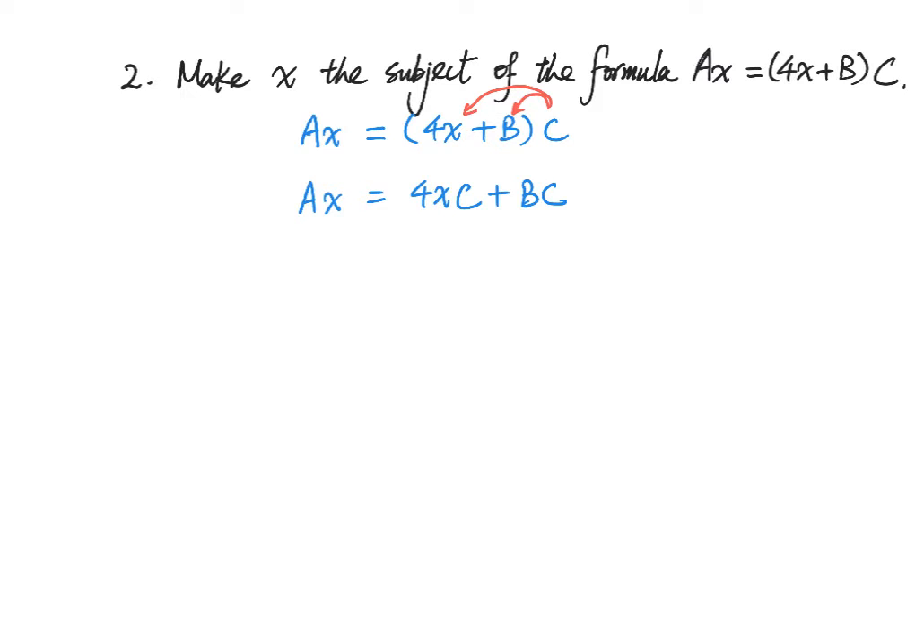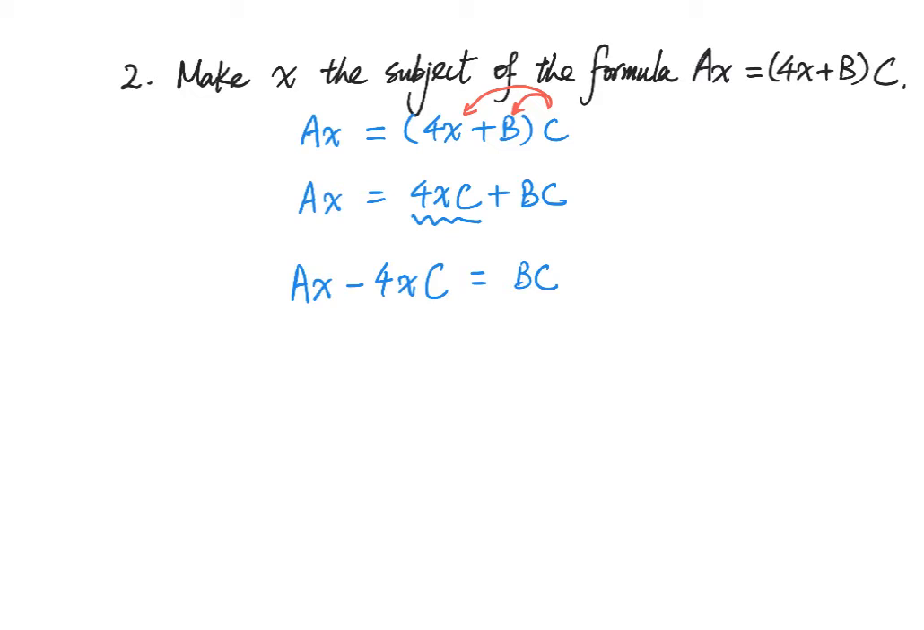Because we want x to be the subject, we group the terms including x together. So on the left hand side, which is ax, we want to move 4xc on the right hand side to the left hand side. So change sign, change operation. Here is addition. When you change to the left hand side, it should be subtraction. Minus 4xc. On the right hand side, bc is left.